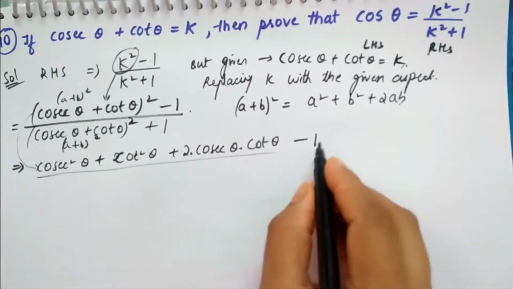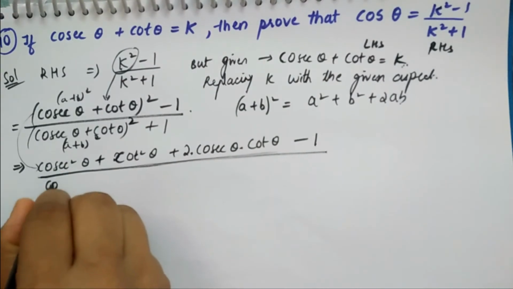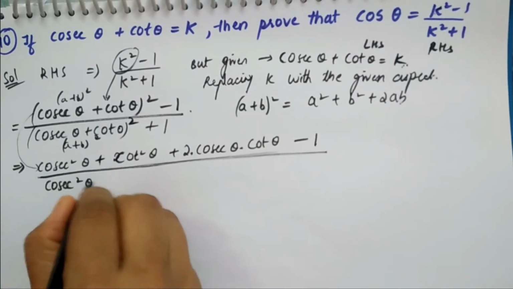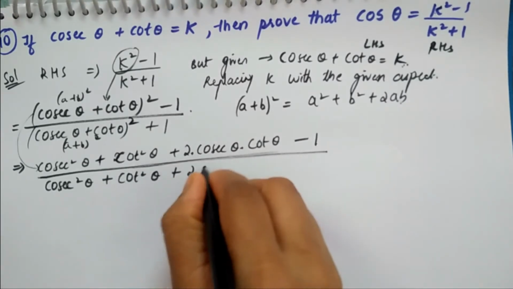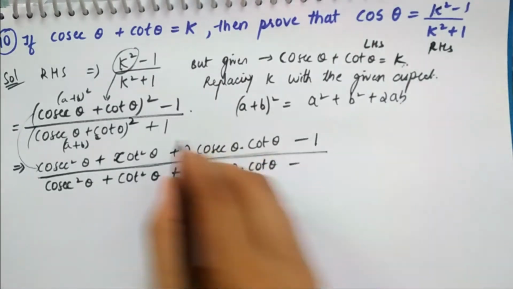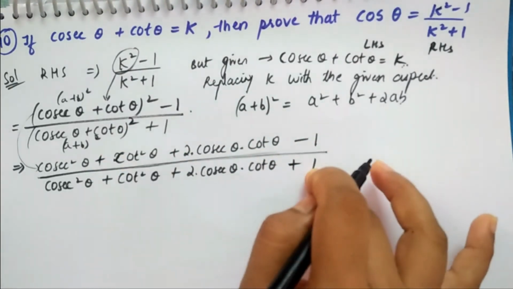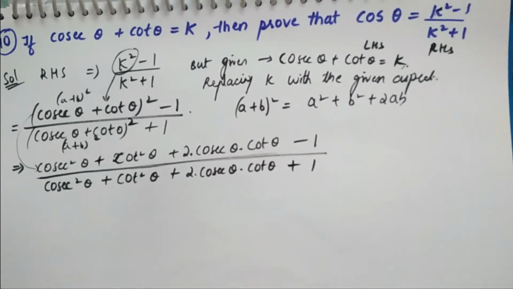And this minus 1 we have copied as it is, the whole divided by the same thing we are doing for the new denominator: cosecant square theta plus cot square theta plus 2 into cosecant theta into cot theta, and it is plus 1, not minus, it is plus 1. Now we all know one more thing regarding it. Cosecant and cot have an identity, so we'll be using that identity.